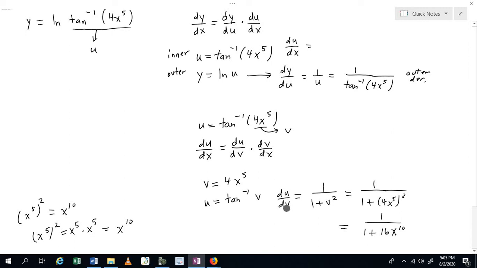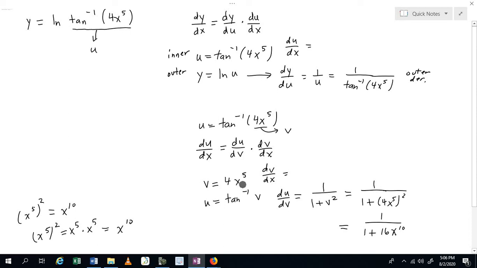Okay, so that's du dv, which is this outer derivative here. And then I'm going to multiply that by the inner derivative, which is dv dx. Okay, now dv dx would be the derivative of this function with respect to x.